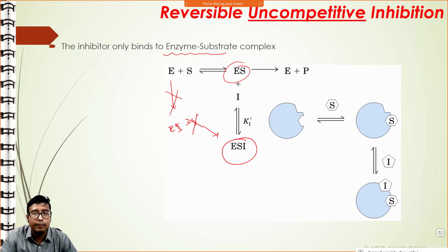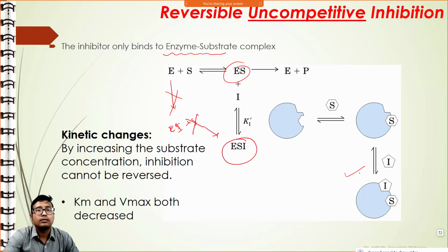So in case of uncompetitive, the inhibitor is only binding once the substrate has bound to the enzyme, and this also cannot be reversed by increasing the substrate concentration. So by increasing the substrate concentration, inhibition cannot be reversed. And how does it differ from both competitive and non-competitive? In this case, the Km and Vmax are both decreased.